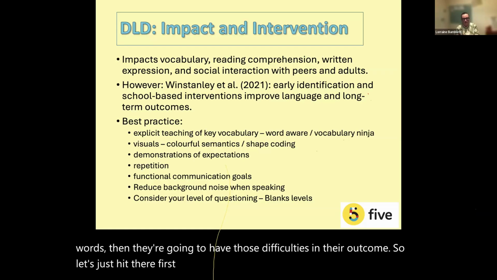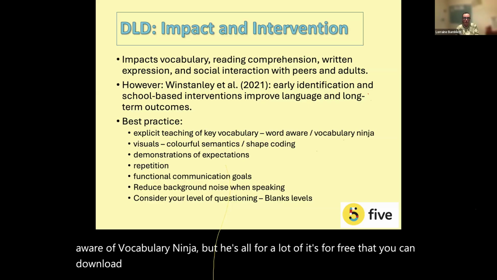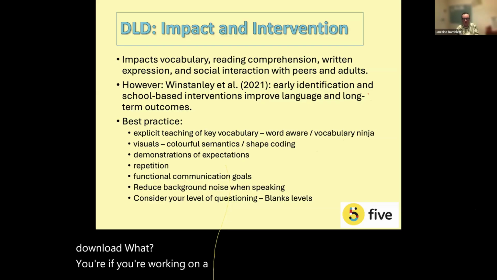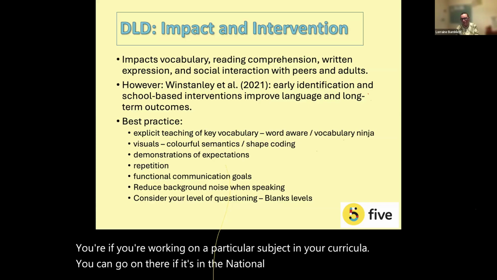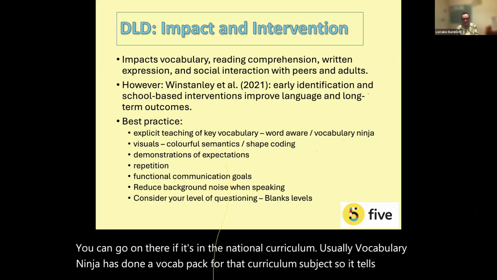There's some incredible stuff. You're probably aware of Vocabulary Ninja, a lot of it is for free that you can download. If you're working on a particular subject in your curriculum, you can go on there. If it's in the national curriculum, usually Vocabulary Ninja has done a vocab pack for that curriculum subject. So it tells you exactly what vocab you're going to be teaching.